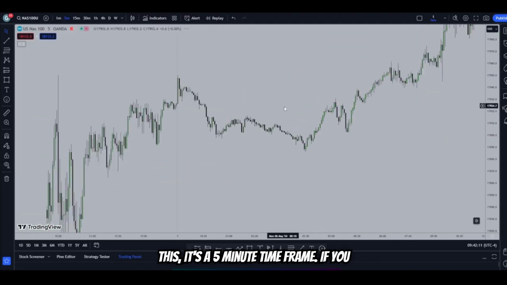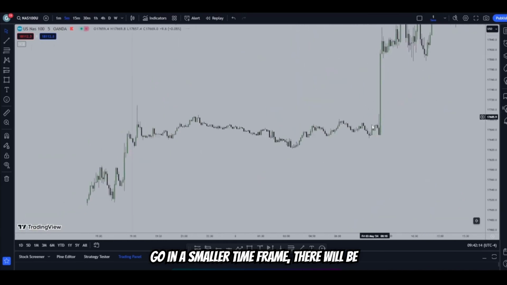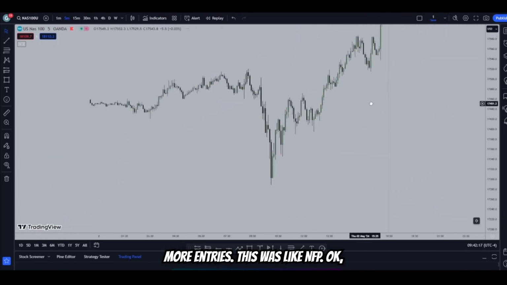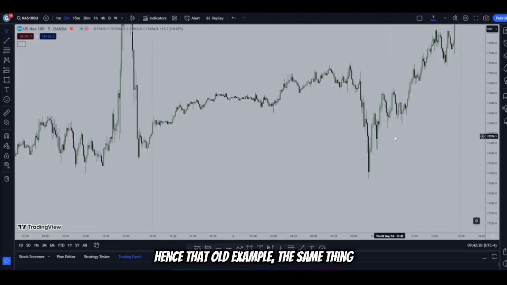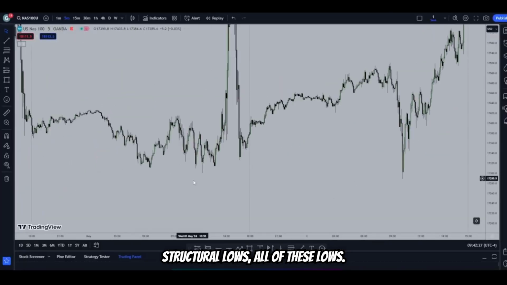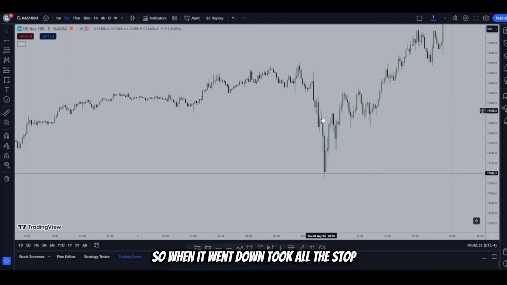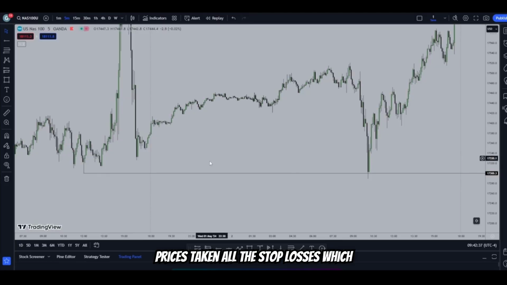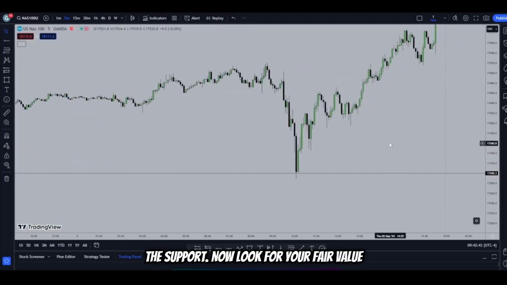If you look at this, it's a 5-minute time frame. If you go to a smaller time frame, there will be more entries. This was like NFP. Okay, and it's that old example, the same thing over here. It went below these structural lows, all of these lows, the previous day low, like this. So when it went down, it took all the stop losses. You can see in your charts that price has taken all the stop losses which were below this low, below the support. Now look for your fair value gap and order block.